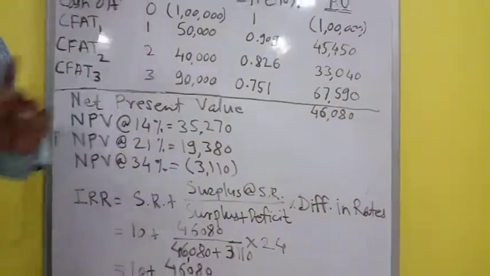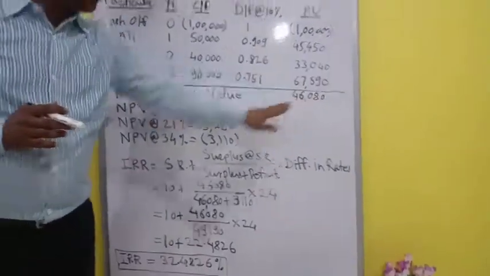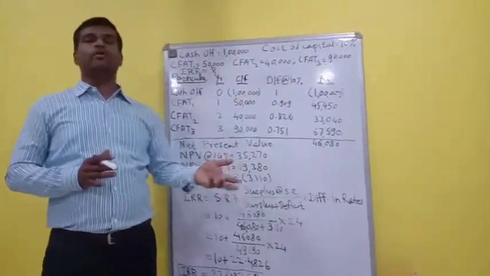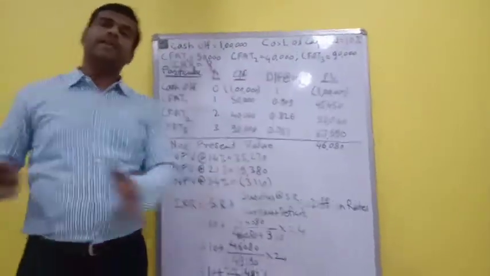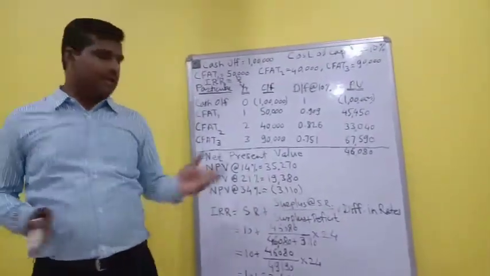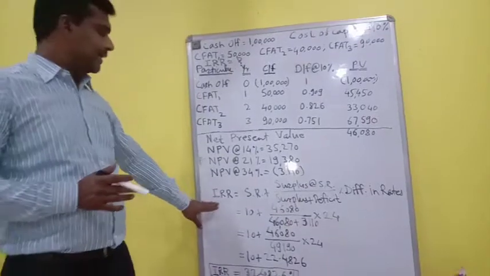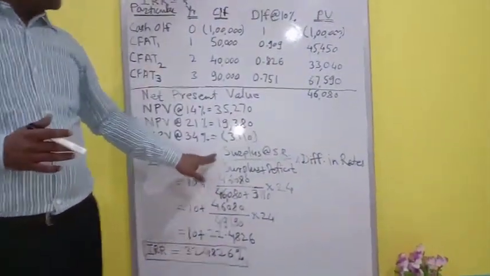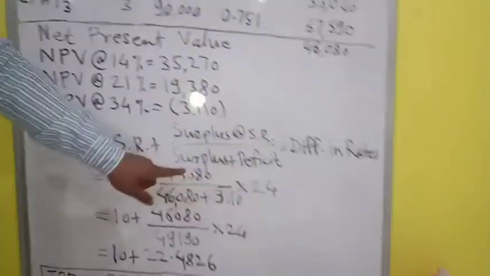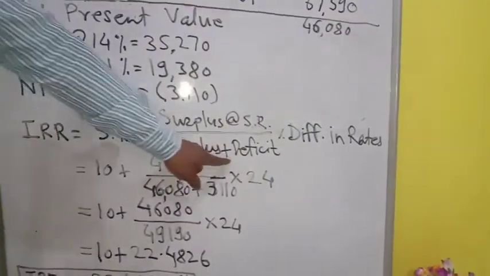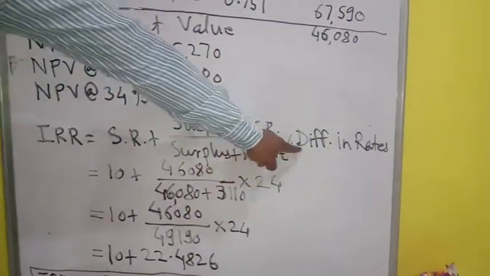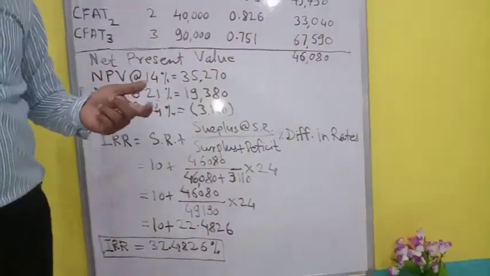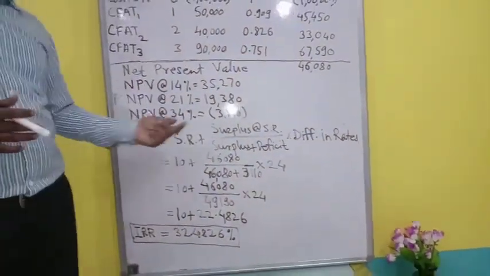So now I have got one positive NPV and one negative NPV. Once you get this, you can put the values in the formula and easily get the IRR. Now let us move towards the formula of IRR. IRR is equal to starting rate plus surplus at starting rate divided by surplus plus deficit, multiplied by difference in rates.